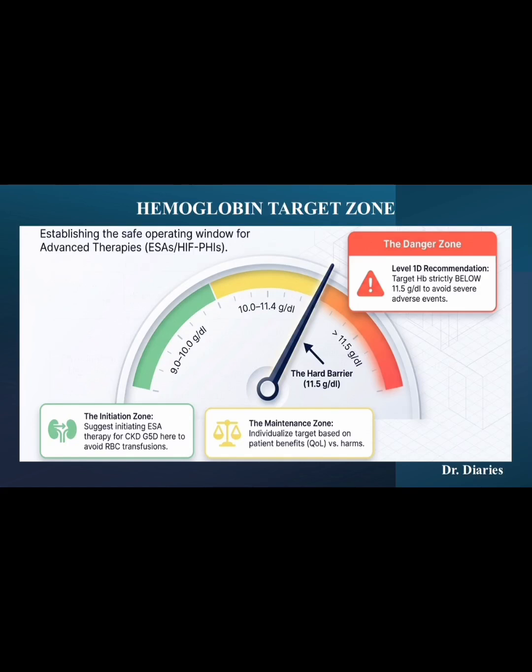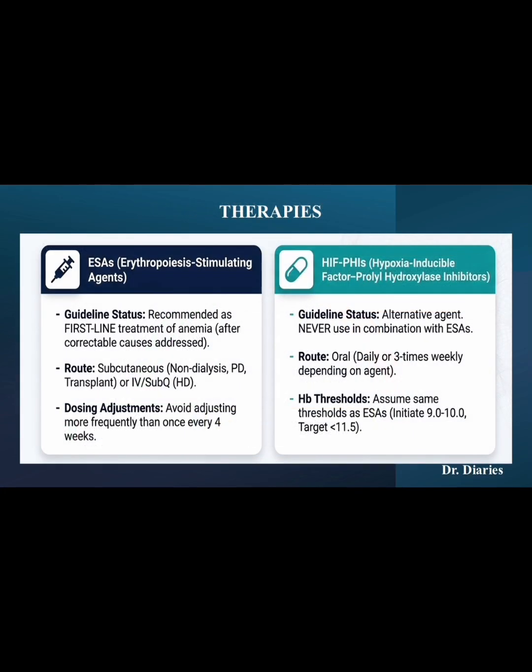The target hemoglobin is typically 10 to 11.5 g/dL. We avoid normalizing hemoglobin completely due to increased risk of stroke and cardiovascular events. Main therapies include iron supplementation, erythropoiesis-stimulating agents, and newer agents like HIF stabilizers. ESA therapy is initiated when hemoglobin falls below 10 g/dL after iron correction.